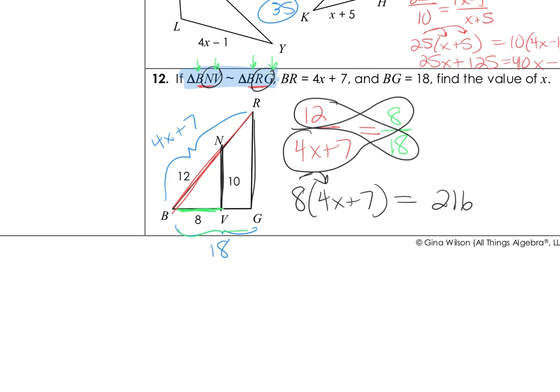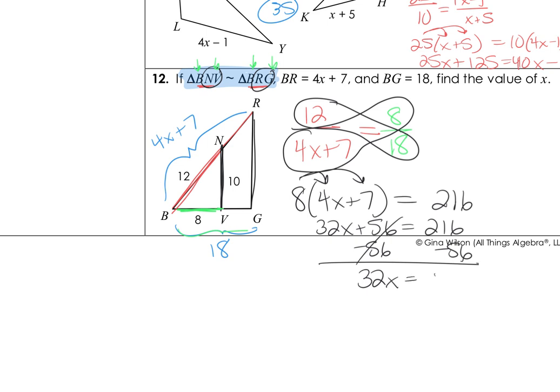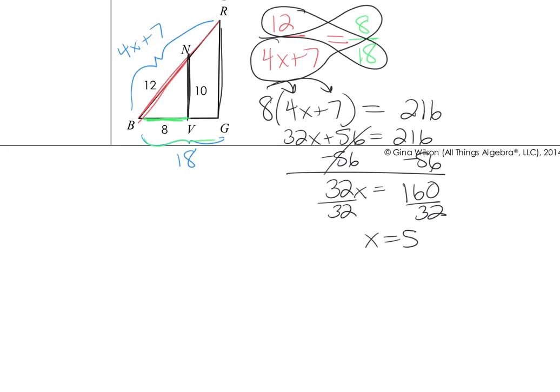We solve. Distribute here. 32x plus 56 equals 216. We move that 56 over. So I get 32x equals 160. I divide by 32. X equals 5. Okay. All right, guys, that is a wrap.